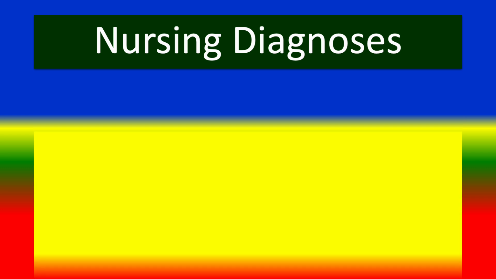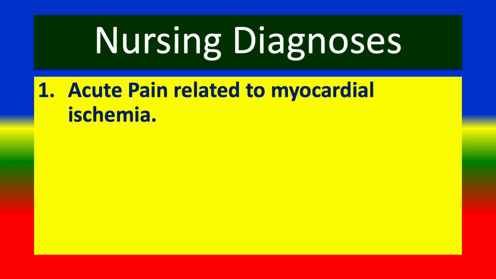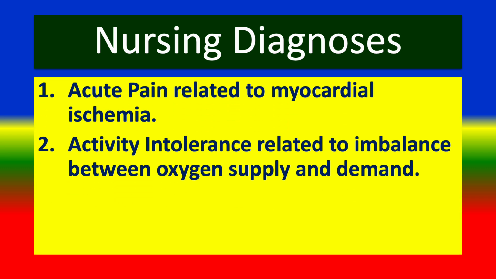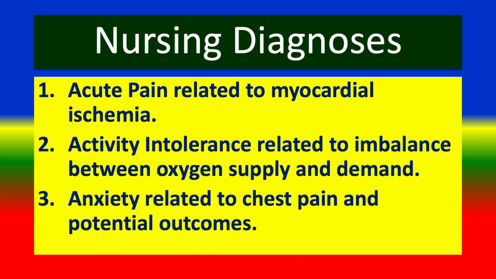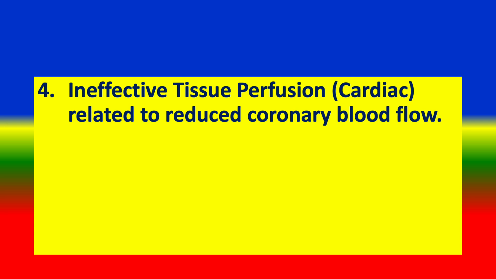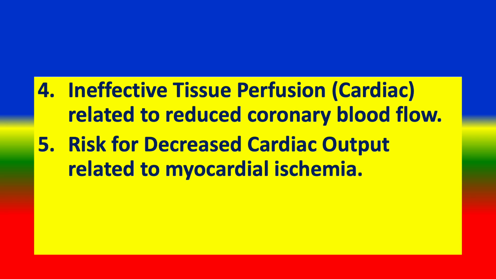Nursing diagnosis. 1. Acute pain related to myocardial ischemia. 2. Activity intolerance related to imbalance between oxygen supply and demand. 3. Anxiety related to chest pain and potential outcomes. 4. Ineffective tissue perfusion, cardiac, related to reduced coronary blood flow. 5. Risk for decreased cardiac output related to myocardial ischemia.